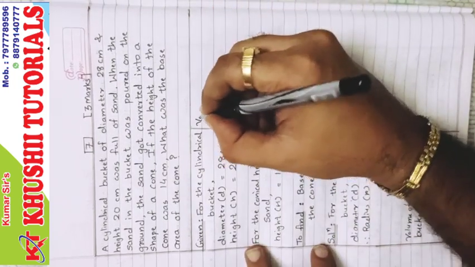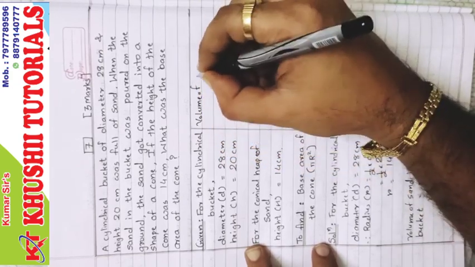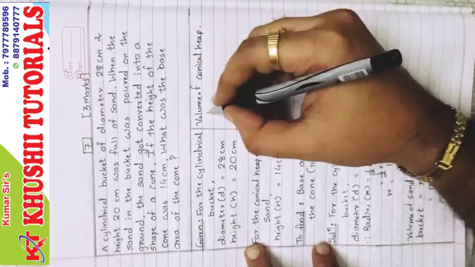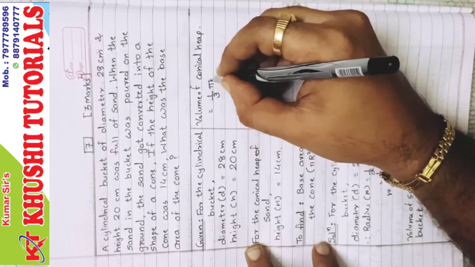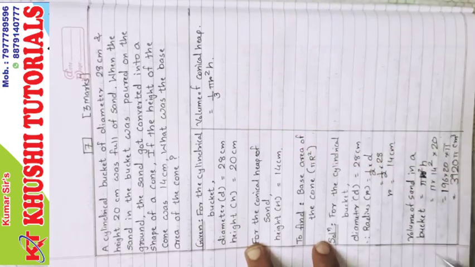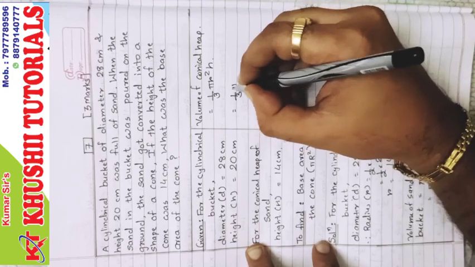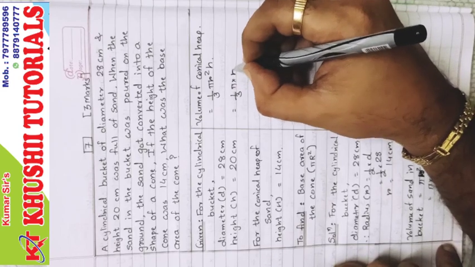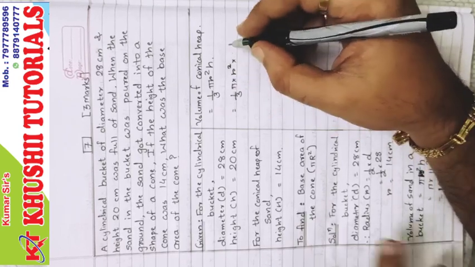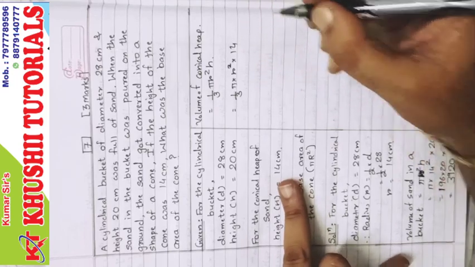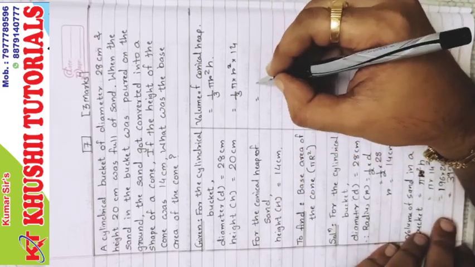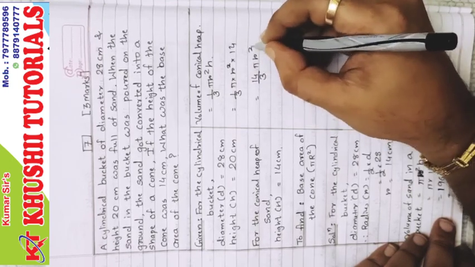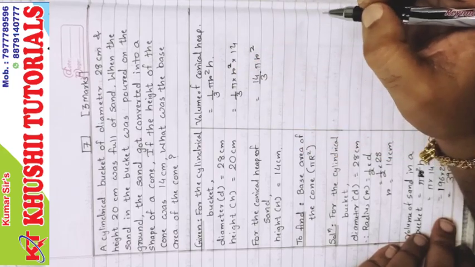Now volume of conical heap. Conical heap formula will be 1/3 of pi r square h. 1/3 will remain 1/3, pi will remain pi, radius we need to find, r square, and h we know it's 14. H is 14. So we will get 14 upon 3 pi r square. That is the volume of the conical heap.